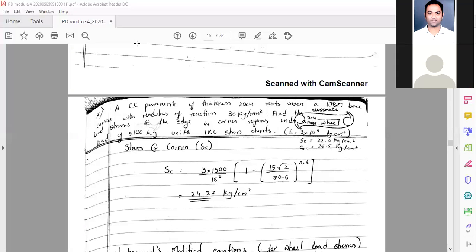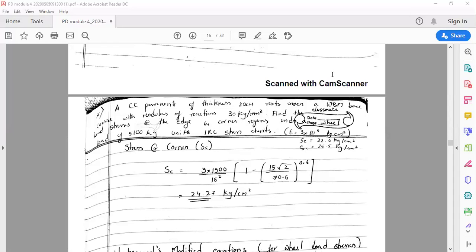So in a previous class, we discussed the concept of temperature stresses in a rigid pavement. In that direction, we discussed two temperature stresses. There are two things which are affecting the pavement stress: one is due to daily variation, the other is due to seasonal variation. Okay, so I told you one way of solving wheel load stress is through Westergaard's equation.